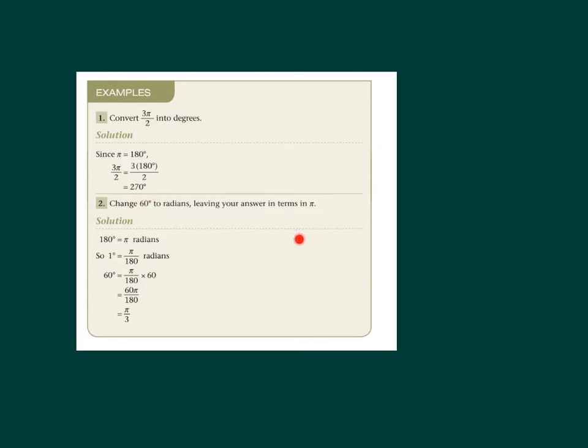Now we can do this the other way around as well. If we have to change 60 degrees to radians and leave our answer in terms of pi, we know that 180 equals pi radians, so 1 degree equals pi on 180 radians, so 60 equals pi on 180 times 60. So that equals 60 pi on 180 radians, and we simply factorise to get pi on 3, so 60 degrees equals pi on 3. I suggest you study these 2 examples carefully because you need to be able to readily convert from radians to degrees and be able to readily convert from degrees to radians.